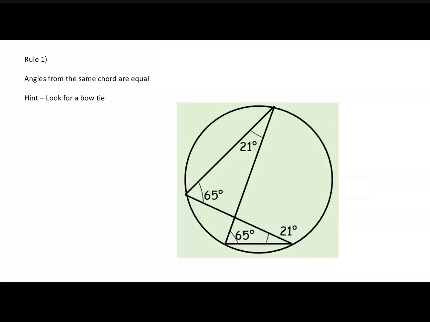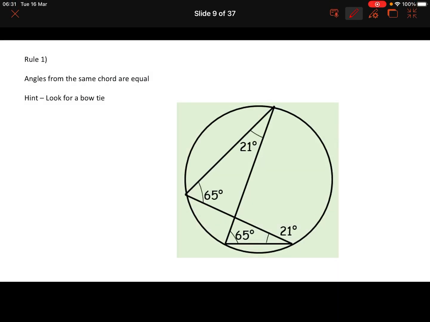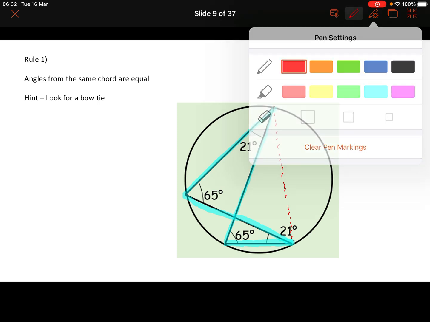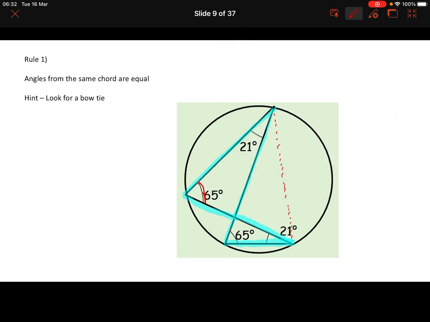Okay, so here's the first one. Angles from the same chord are equal. Okay, so that is the reason. And all you're going to remember is you're looking for a bow tie situation. So if we remember, this is a chord. And this angle is extended from the chord, but so is this. So because those angles are from the same chord, that means these angles will be the same.